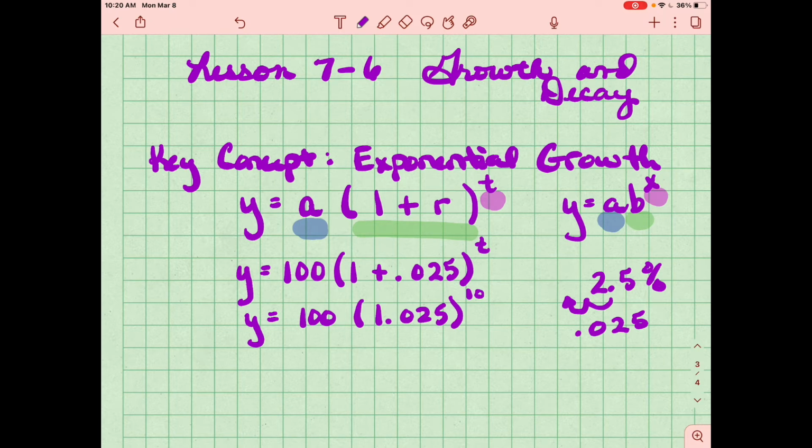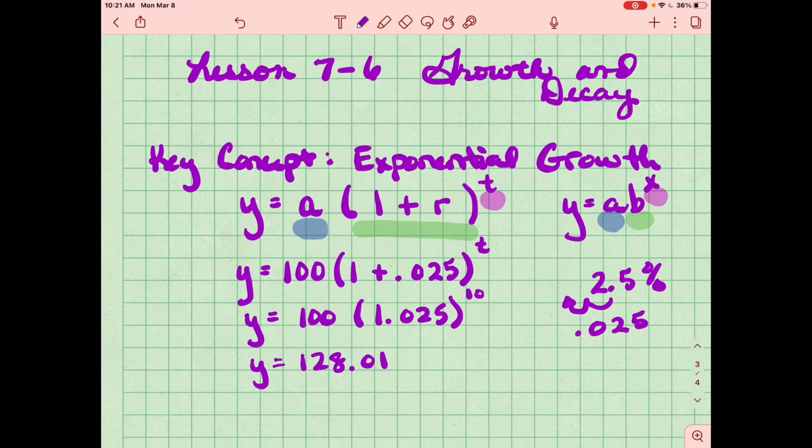I often just go ahead and I actually think my battery is completely dead right now, so I can't even plug that in, but I will do 1.025 to the 10th power, hit equal, and then times 100. And then what you get is 128.01. Y equals 128.01. And that's how many dollars the prize is worth now.